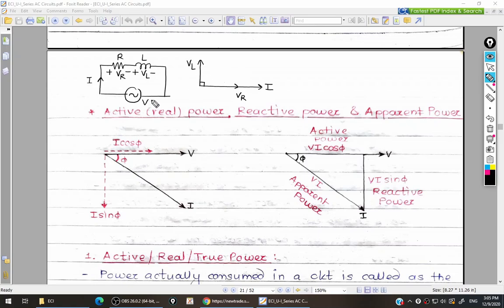Now if I want to draw the phasor diagram of this voltage V, how can I do it? For that purpose I have to take a horizontal projection from VL, a vertical projection from VR, and whatever cross section point I get, I will connect that point with the origin. If I draw a phasor, it will be the phasor diagram of your applied voltage V, and the angle between voltage and current is called the phase angle phi. So this is nothing but a phasor diagram for the RL circuit.